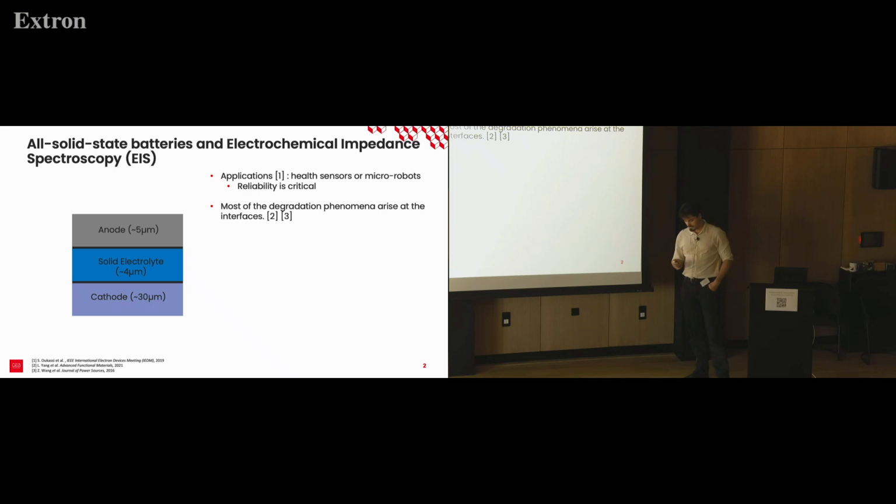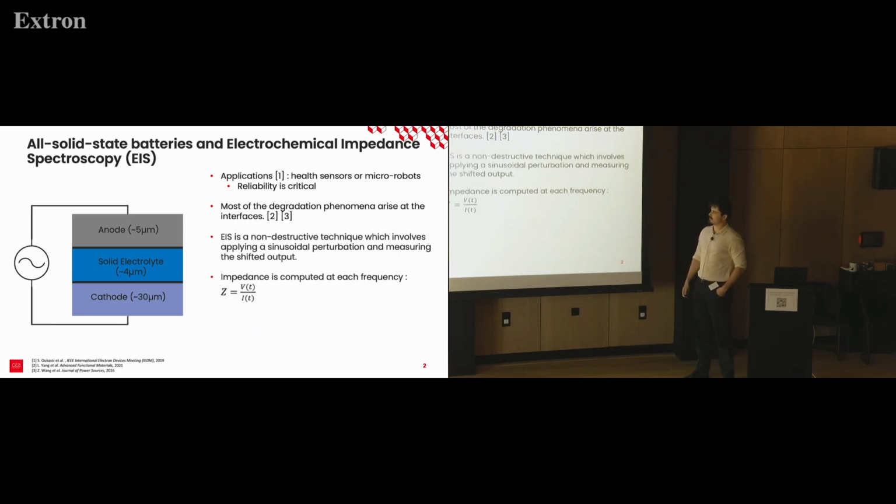interface. And in my lab and in most labs, we use EIS, or electrochemical impedance spectroscopy, to characterize this degradation. It's a non-destructive technique which involves applying a sinusoidal perturbation on the battery and measuring the shifted outputs. In this work and in general, we apply a variable voltage and measure the shifted currents. And we compute the impedance at each frequency, so we sweep the frequency.